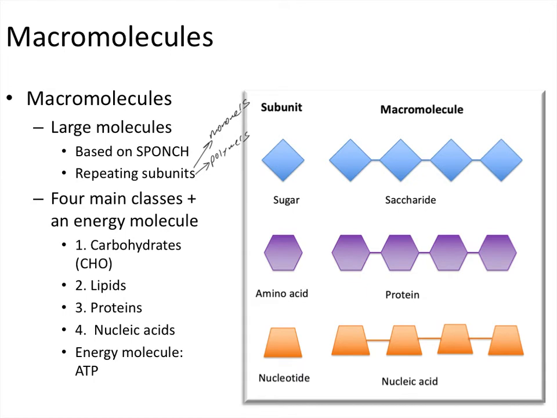There are four main classes of macromolecules plus an energy molecule that is very significant. The first one we'll talk about is the carbohydrates. Carbohydrates are sometimes abbreviated as CHO, so if you see that somewhere, that's what it means. The monomer of a carbohydrate is the sugar, or saccharide. When we join a bunch of them together, that creates a disaccharide if there are two together, and if there are three or more together, that creates a polysaccharide.